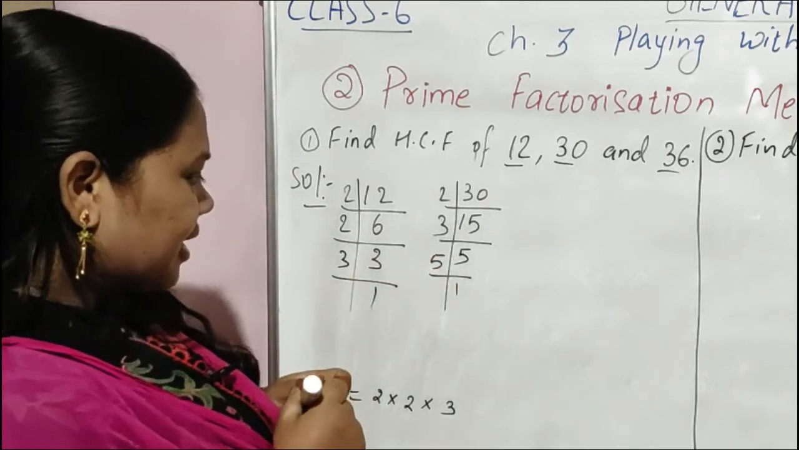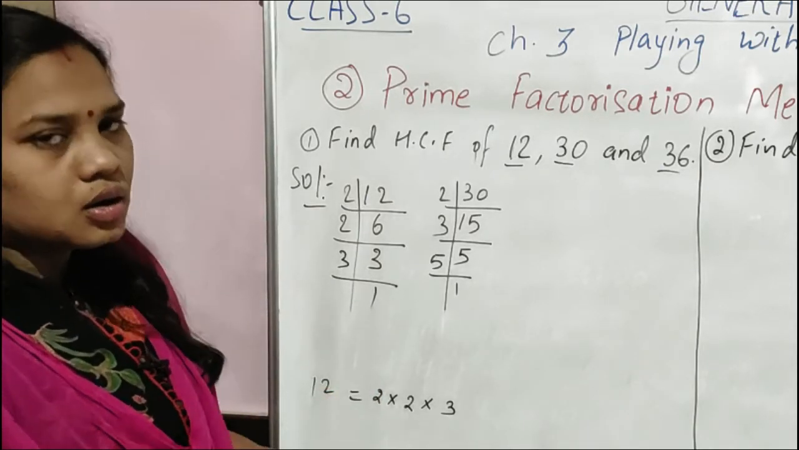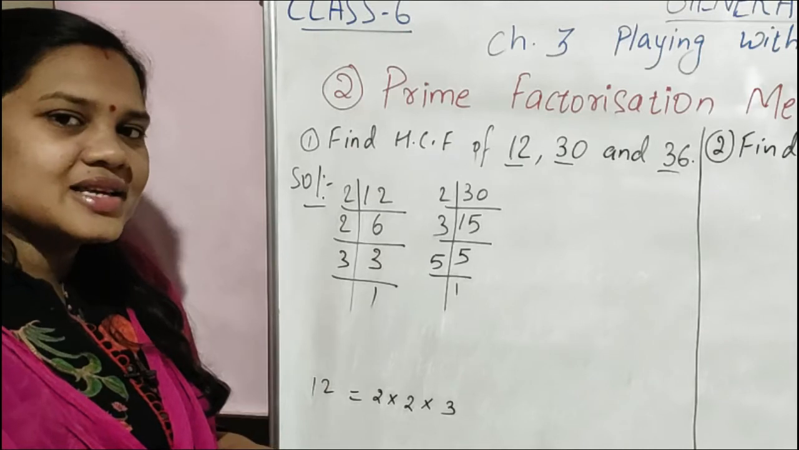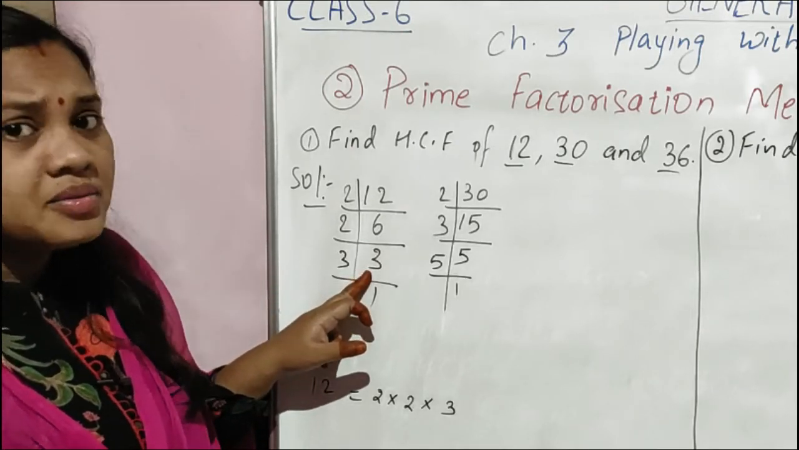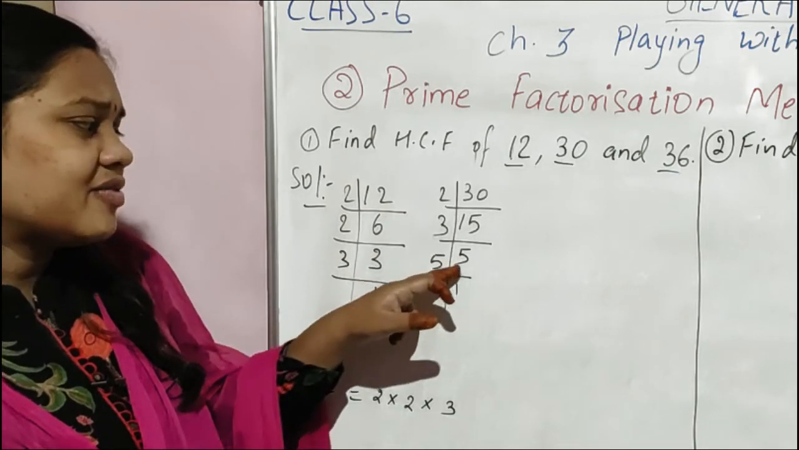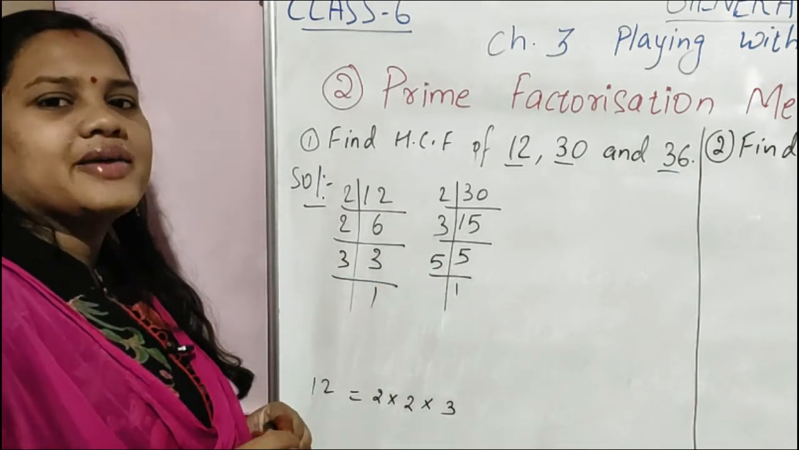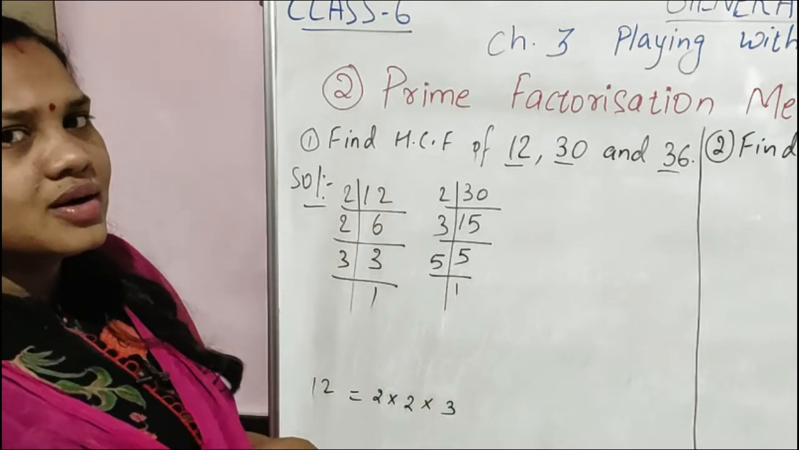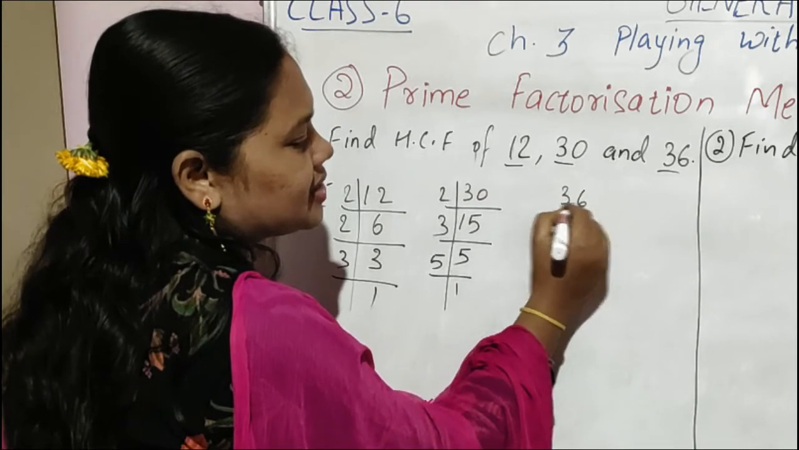Here children, at last you can bring up to 1 also, or if any prime factor is there, then also you can leave it. Suppose 3 is there, you can leave it here also. It's a prime factor. 5, it's a prime factor. You can leave up to the prime factor or you can take up to 1 also. That is your wish. Next is 36.